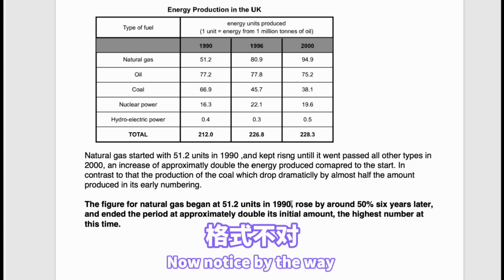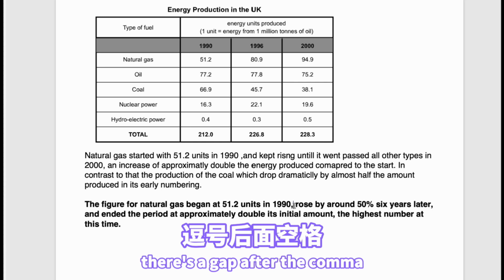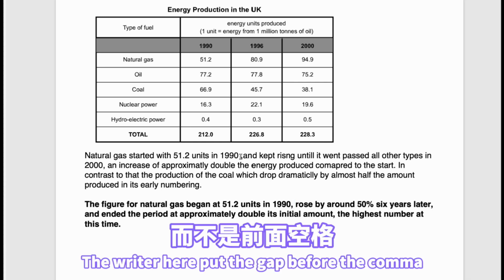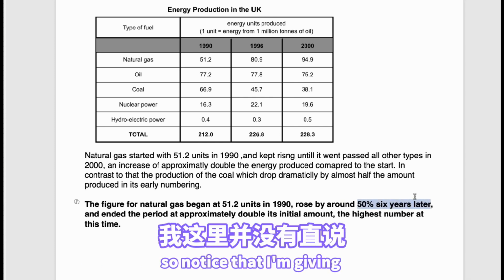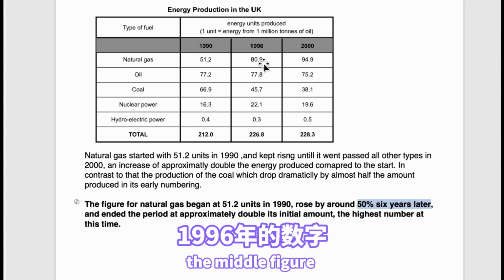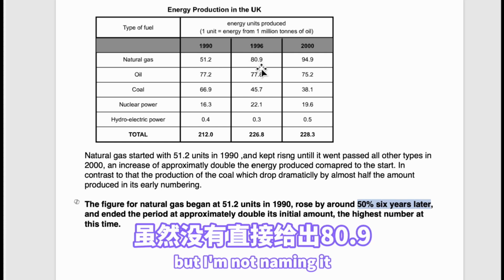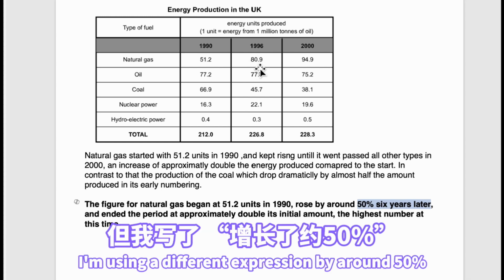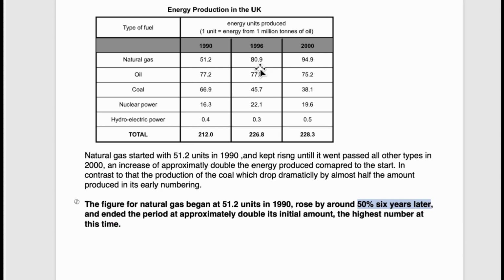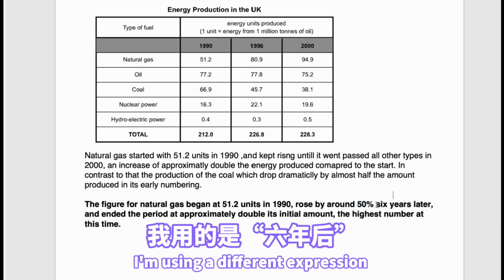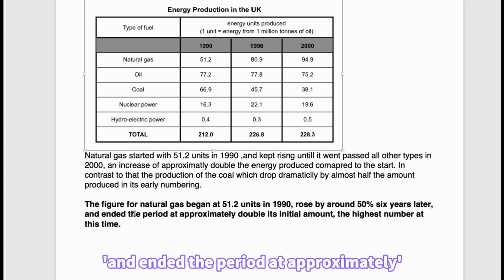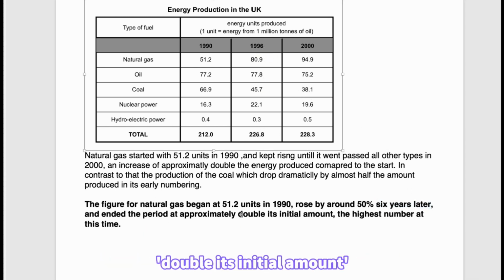Comma. Now notice, by the way, there's a gap after the comma. The writer here put the gap before the comma, which is not correct. Rose by around 50% 6 years later. So notice that I'm giving the middle figure, but I'm not naming it. I'm using a different expression, by around 50%. And also notice that instead of saying 1996, I'm using a different expression to describe the year, and ended the period at approximately double its initial amount.